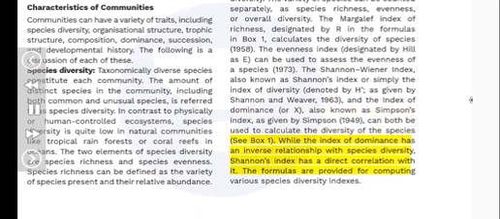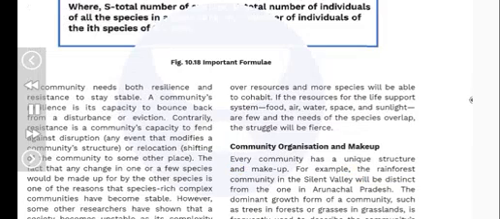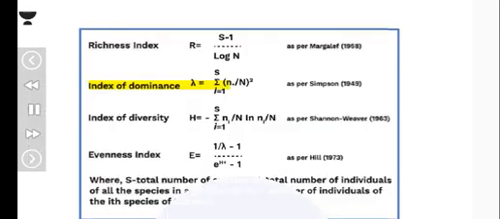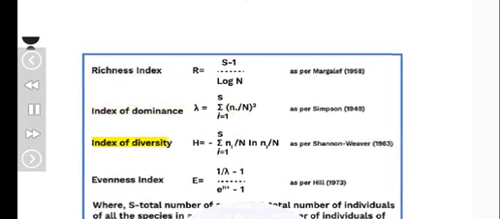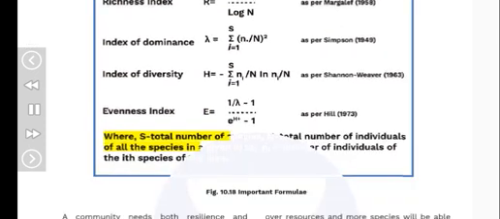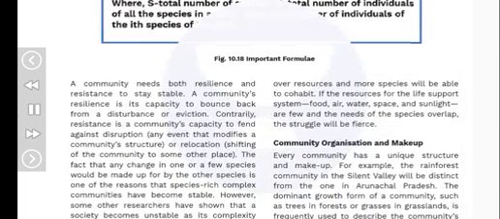While the index of dominance has an inverse relationship with species diversity, Shannon's index has a direct correlation with it. The formulas are provided for computing various species diversity indexes. Richness index. Index of dominance. Index of diversity. Evenness index E, where S is the total number of all the species and i is the ith species. As per Margalef 1958. As per Simpson 1949. As per Shannon Weaver. As per Hill 1973. N is the total number of individuals, n_i is the number of individuals of the ith species.